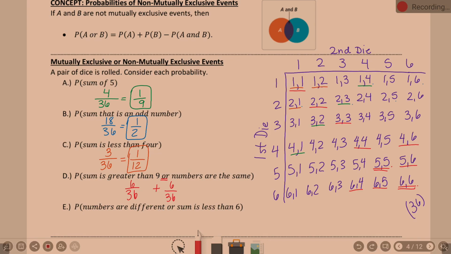Remember yesterday when we were talking about finding the area of that target and the starship? We had an area and an area, but then what did we have to do? Subtract the overlap. How many overlapped here? 2. So we're going to subtract off 2 out of 36. So 6/36 plus 6/36 minus 2/36 is 10/36, and 10/36 will reduce to 5/18.